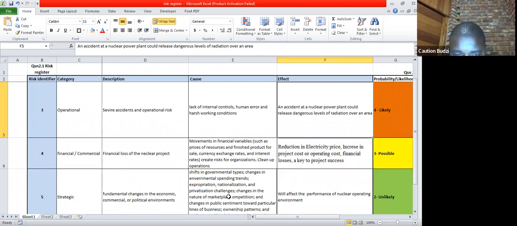Usually this is caused by movements in the financial variables, such as prices of resources or price of finished product for sale. In this case, the price of electricity can change over time. Currency exchange rates and interest rates can also change. This, to some extent, can create risk for the organization.